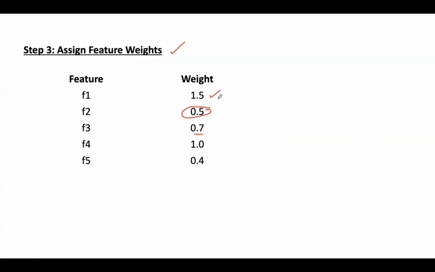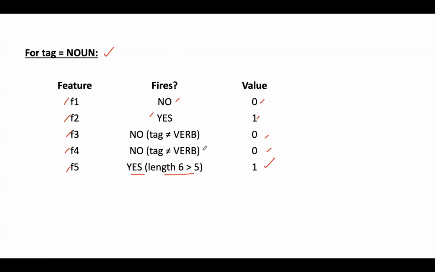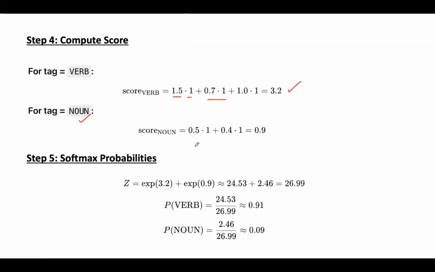So multiply 1.5 with 1, 0.7 with 1, and 1.0 with 1. So the score for verb is 3.2. Now take the second POS tag, noun. Only 2 features matched with this noun. Here you can see we have 3 zeros and 2 ones. So just focus on the second feature as well as the last feature and multiply only those two. The second feature 0.5 into 1 plus 0.4 into 1, which gives you 0.9.